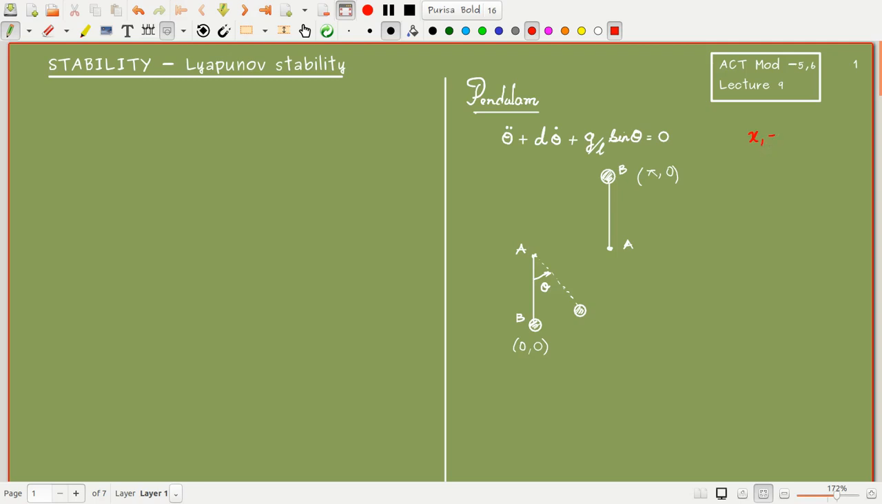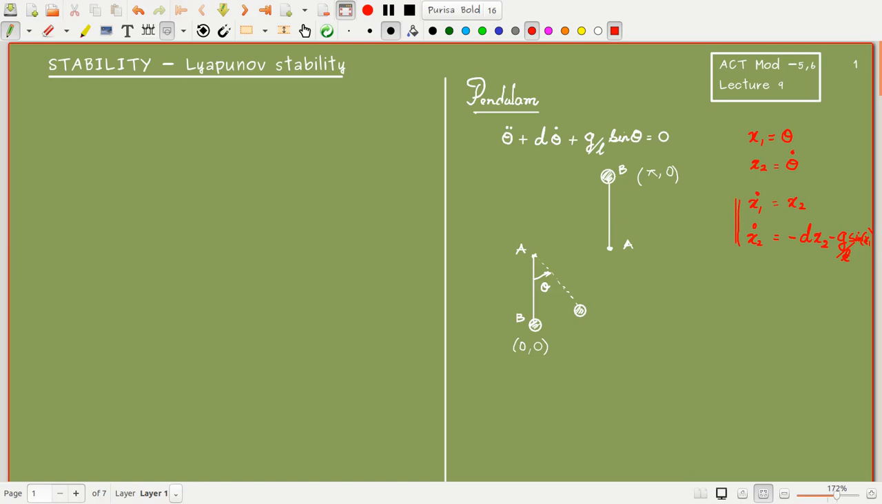is equal to, if we can take theta as x1 and x2 as equal to theta dot. Okay, so what will be x1 dot would be equal to x2, and x2 dot would be equal to minus d x2 minus g by L sine x1. Okay, so this is about the state equations for a pendulum equation.